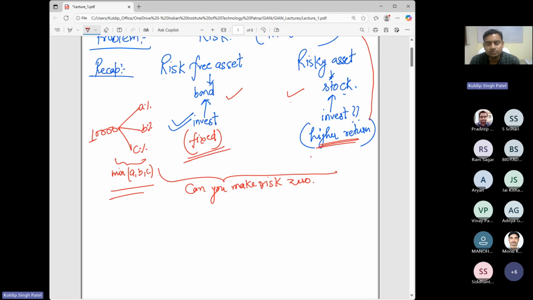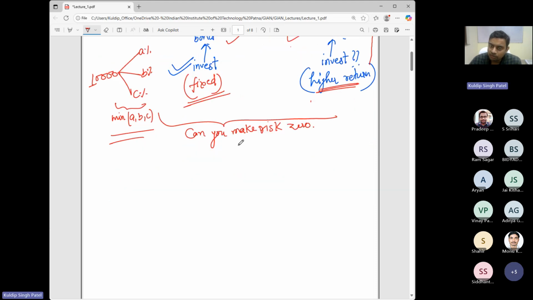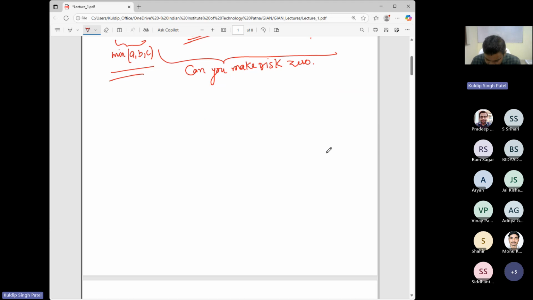Usually you can call it portfolio theory. So this is one problem: we have some money, we want to invest, and the problem is how should I invest so that my risk is minimum? This is one. So how can you minimize your risk? That is one use case of derivatives. So how do we minimize our risk? Using derivatives.